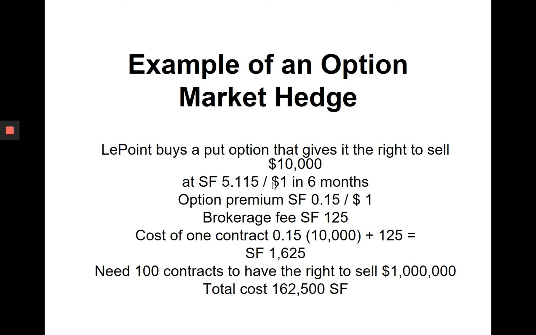The second issue about these options is they are available at different exercise prices. But because we want to make the costs compatible with forward and money market hedge, let's take exactly the same price that we had in the forward market. 5.115 Swiss franc buys $1 in 6 months. Options require an option premium.